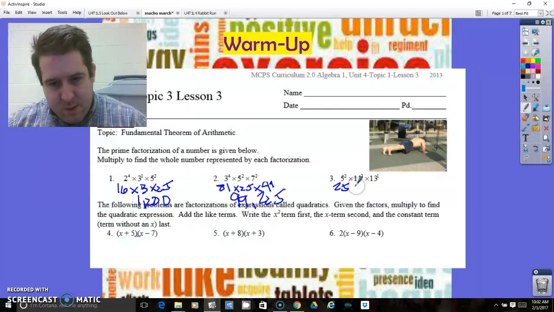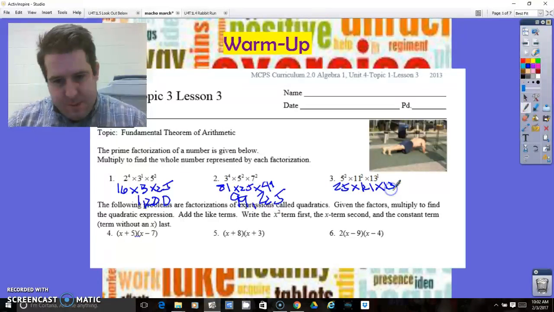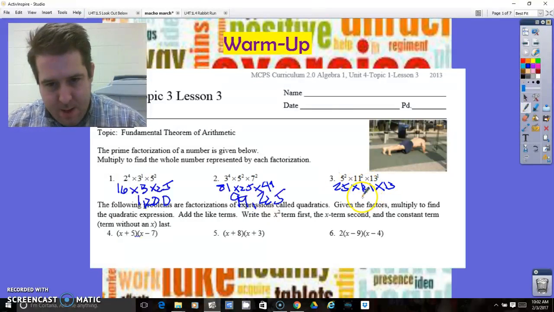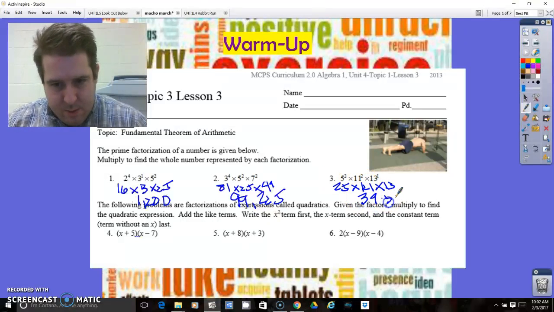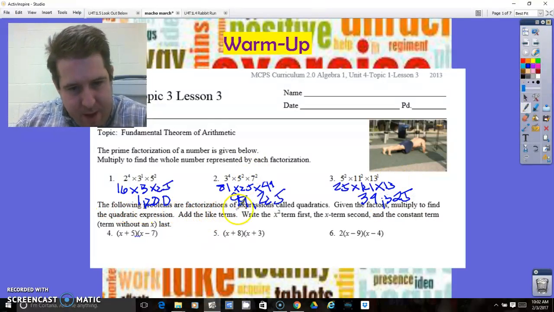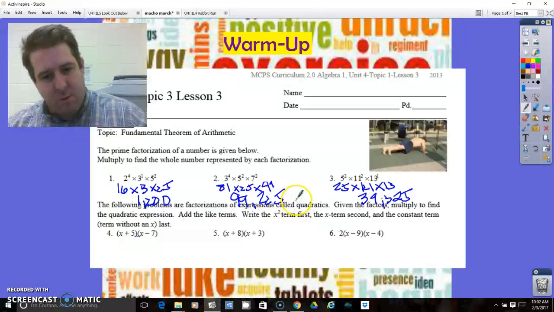5 to the second power is 25. 11 to the second power is 121. And 13 to the first power is 13. 121 times 13 times 25 gives me 39,325.